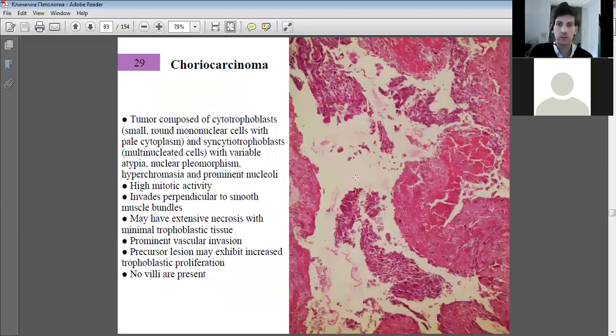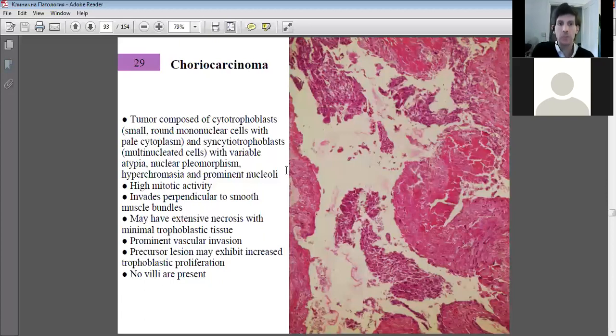The choriocarcinoma. Tumor composed of small round mononuclear cells with pale cytoplasm. Invasive tumor. So let's see where we can find good examples. Some good examples there. This tissue has been a bit overstained. Some examples here of pale cytoplasm there.